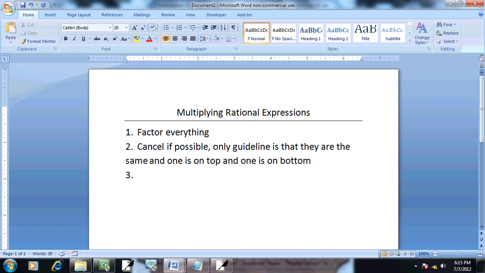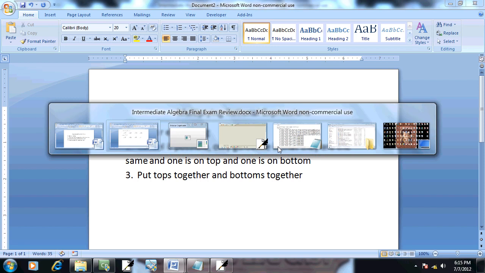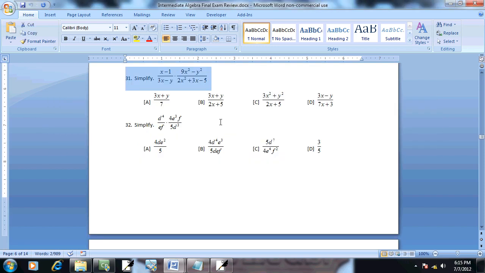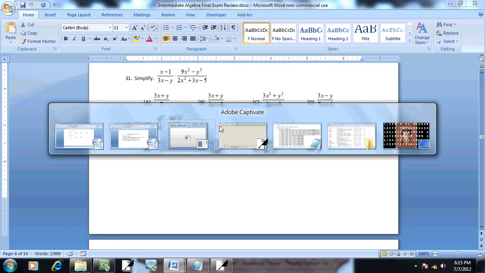And then step 3, I'm going to say put tops together and bottoms together. Basically that's multiply the top parts together, multiply the bottom parts together, the numerator and denominator. But usually, in most books, you don't see them actually multiply them through. They just put them right next to each other. We'll see that, maybe. I never have worked this particular problem, so I don't know what I'm going to get.